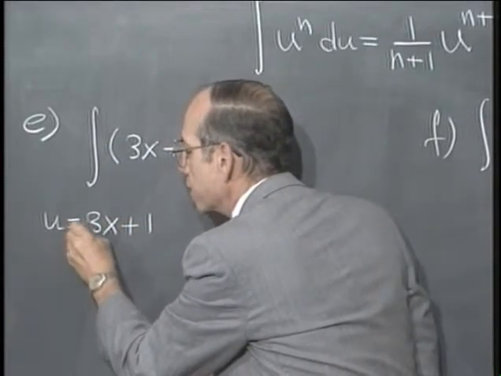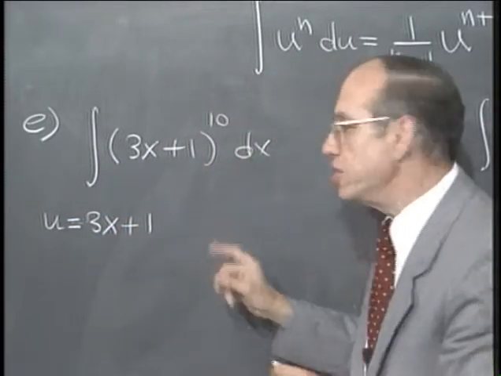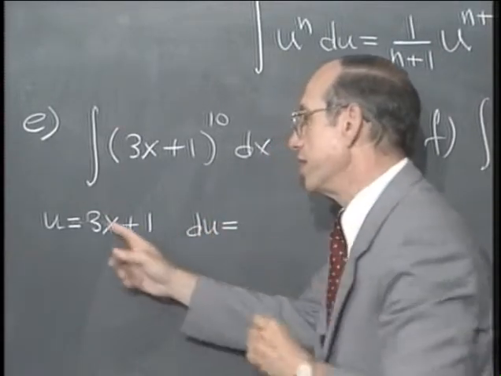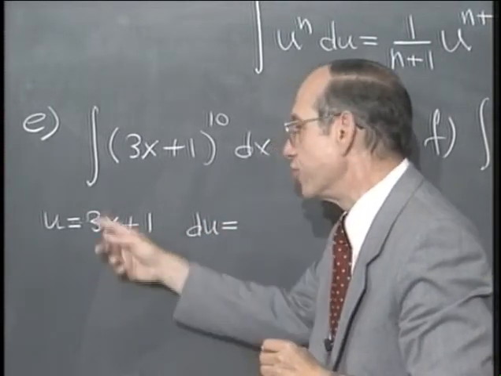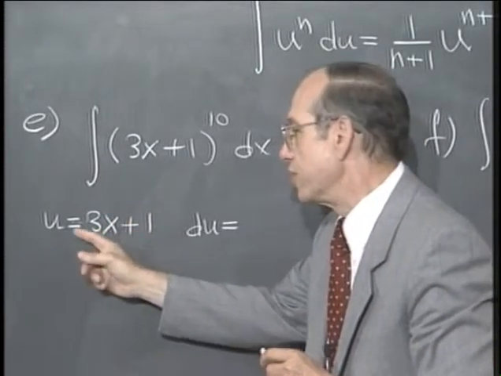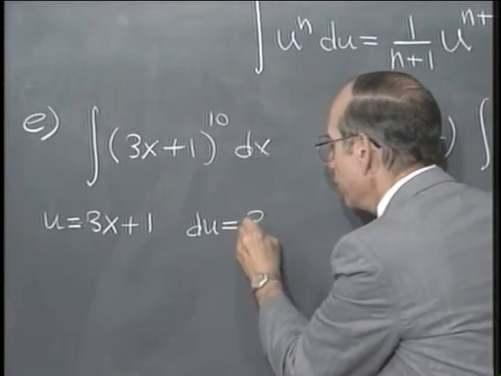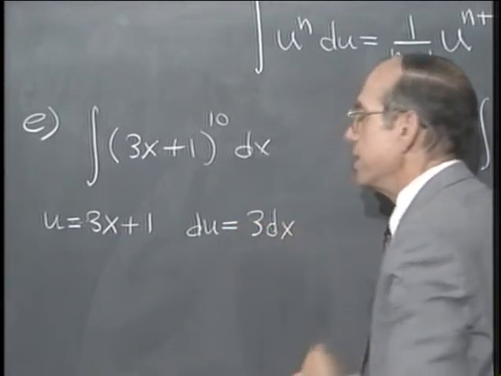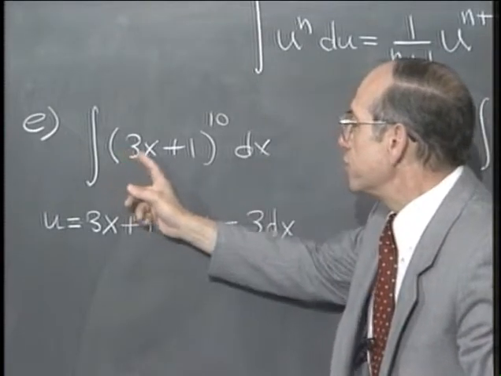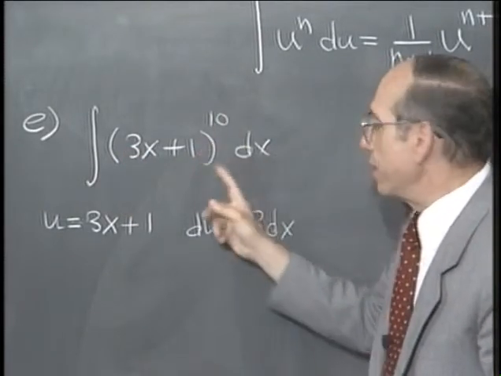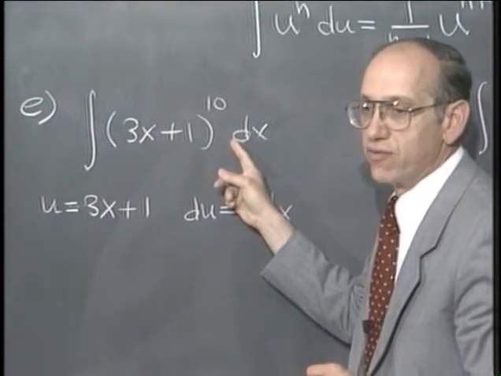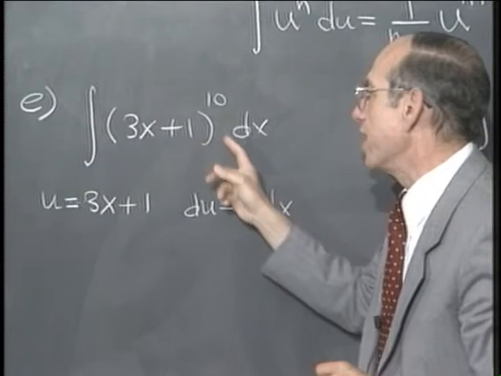If u is 3x plus 1, then what's du? The differential of u is, how do you find a differential? You take the derivative and multiply it by dx. So the differential of u is 3 times dx. Now let's go back up to the integral. This is u to the 10th. If I had here 3 times dx instead of dx, I would actually have u to the 10th du.